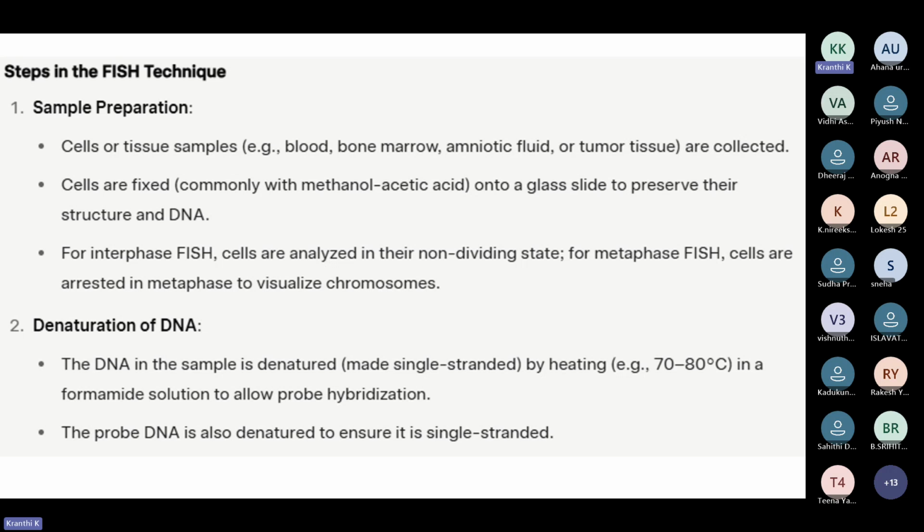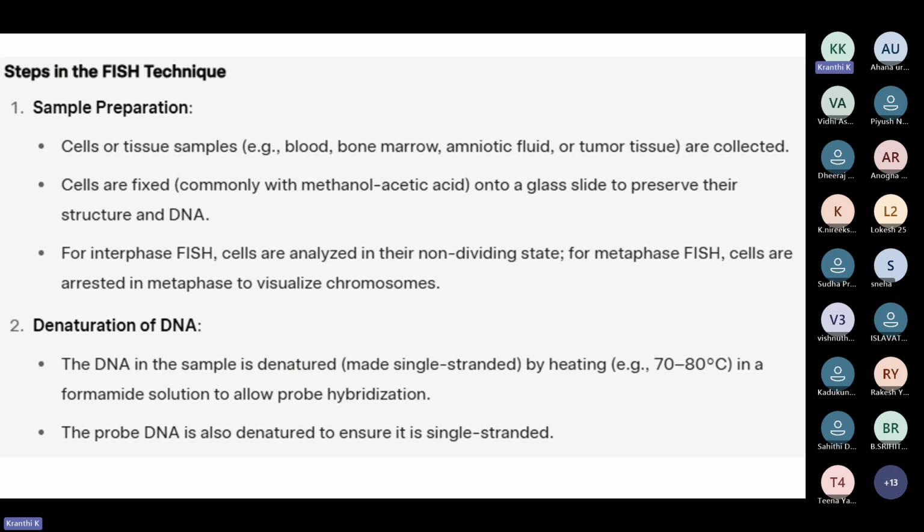Whatever cells you are taking, they should be in a non-dividing state, because when the cell is full, then you can find the complete chromosomal material. When it is in a dividing state, sometimes the division may not be complete, so you cannot find the complete DNA sequence, right? That is the reason the cell should not be in a dividing state. If it is a dividing state, then you have to arrest that one. Usually we will be taking non-dividing cells only.